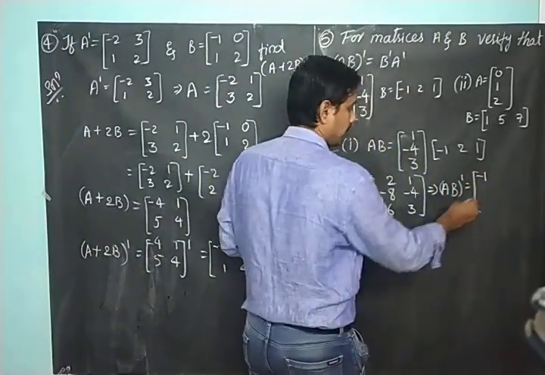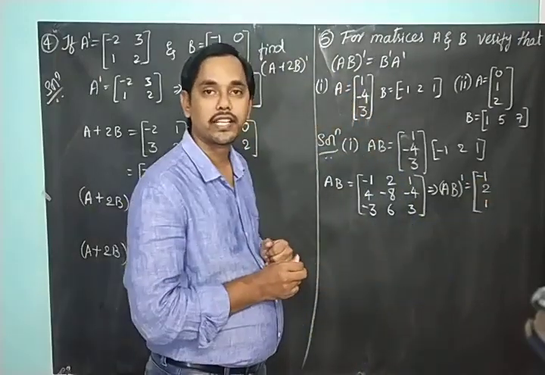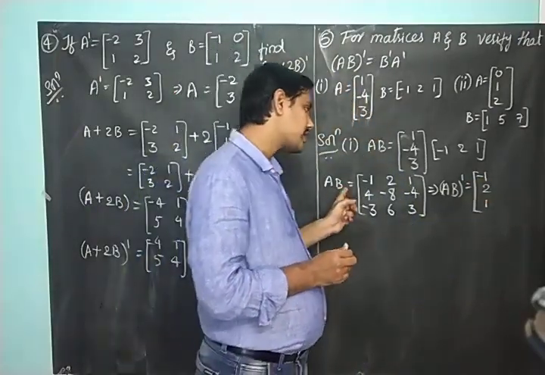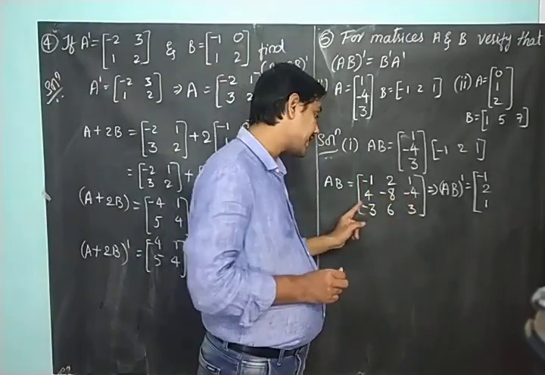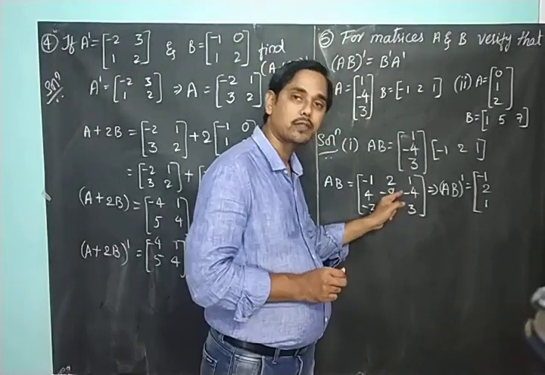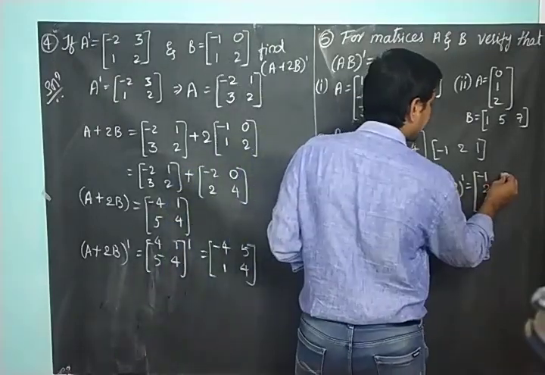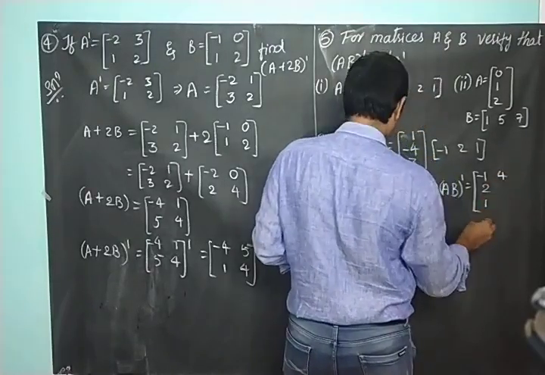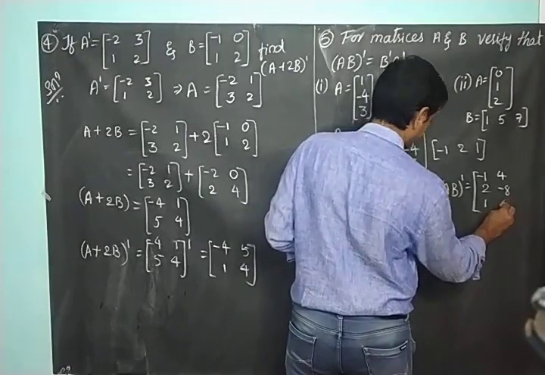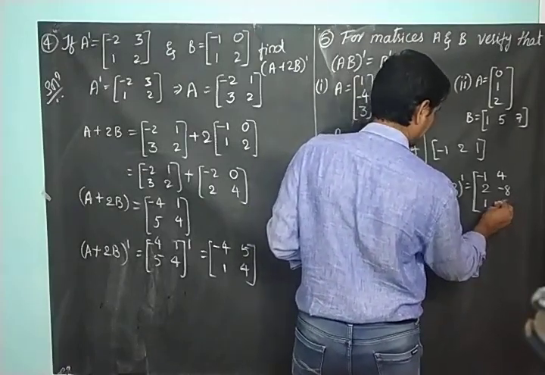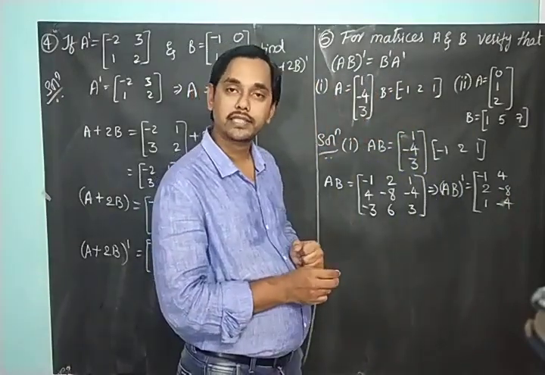Minus 1, 2, 1. Now what is there in the second row? 4, minus 8, minus 4. So this should be written as the second column, right? 4, minus 8, then minus 4. This will come in the second column.